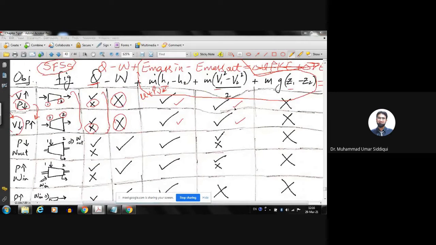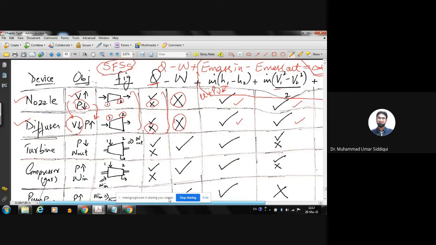Most of the time these nozzles and diffusers are applied horizontally. When you place them horizontally, the elevation difference between the inlet and outlet becomes zero. However, even if you place them vertically, they are very small devices, so the elevation difference between inlet and outlet will not be too much. The difference in potential energy of the fluid going in and out will be almost neglected. So this potential energy term from inlet to outlet could be directly crossed out. This is how we apply the first law of thermodynamics over nozzle and diffuser.